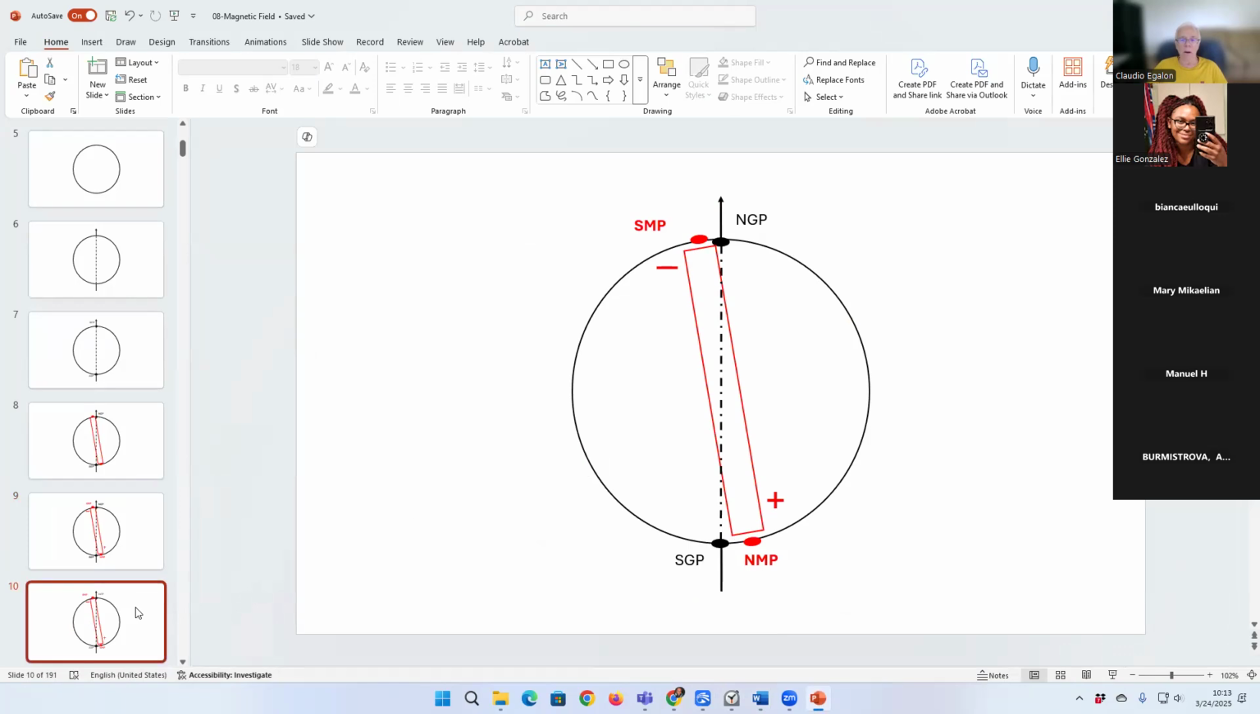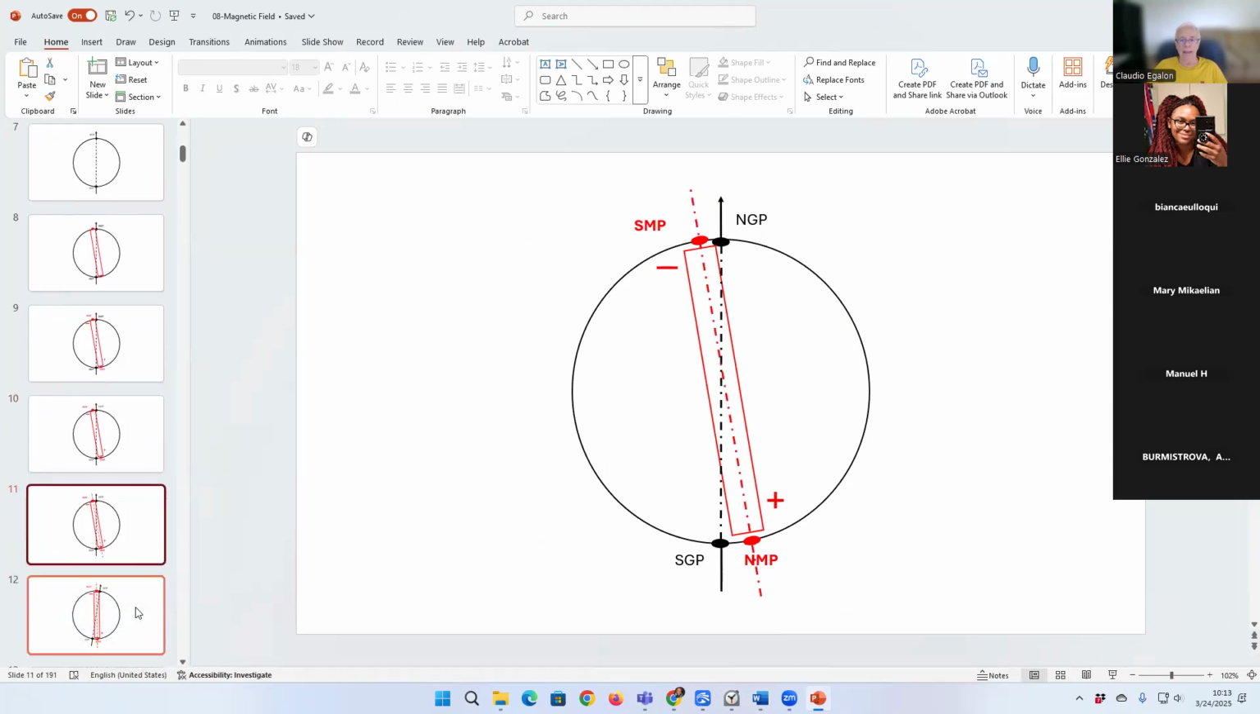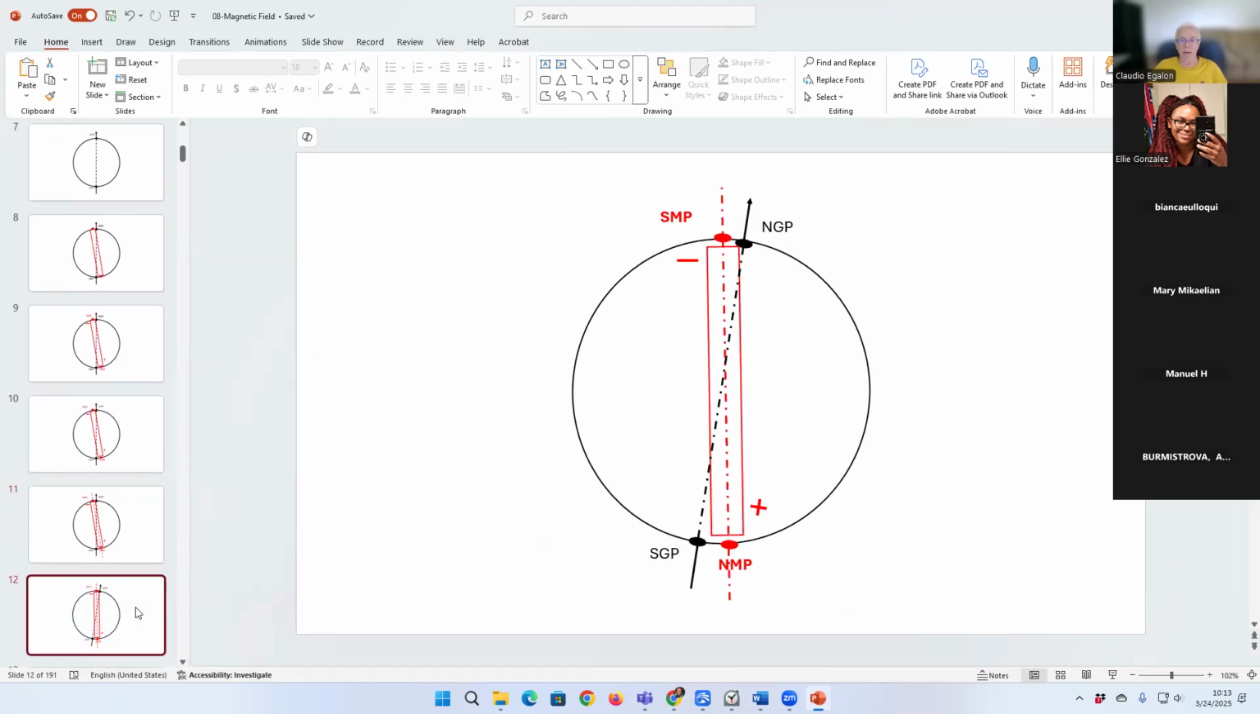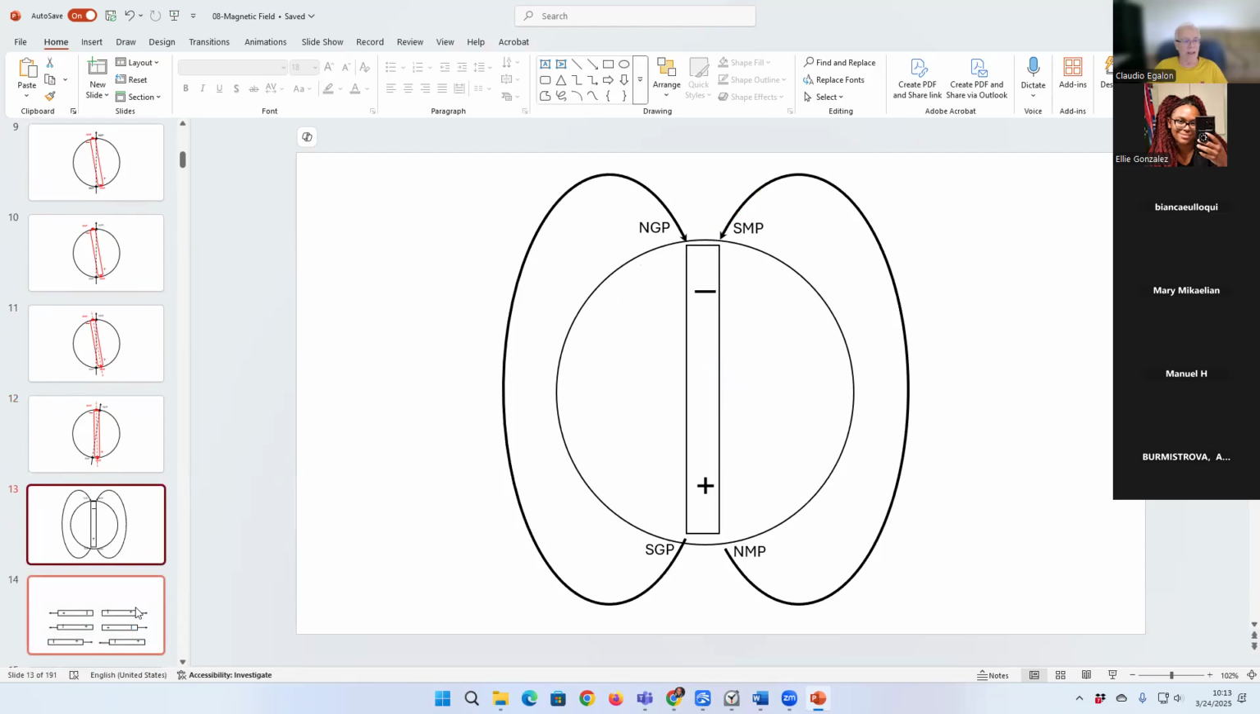Okay, so here you go. And here's the magnetic axis. Right, here you go. That's another way of illustrating this magnetic axis, where I'm now illustrating the geographic pole with respect to the magnetic pole, right? And here you go. Here is the magnetic field line of the Earth.